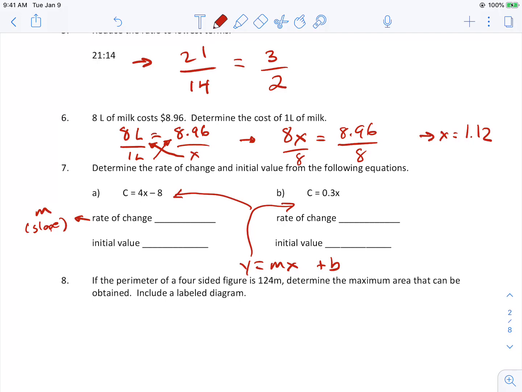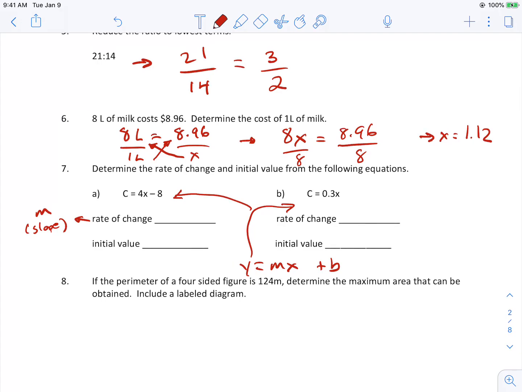So you can picture that c being the y, you can picture the 4 being the m, and then we have the x, and then the plus b is actually a minus 8. So it kind of looks like it. So the rate of change here is whatever this m variable is. So the rate of change here would be 4.